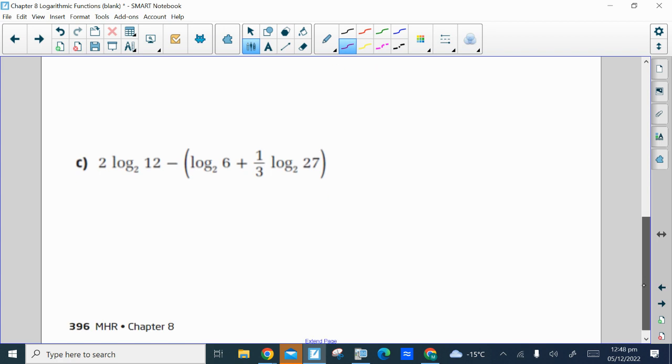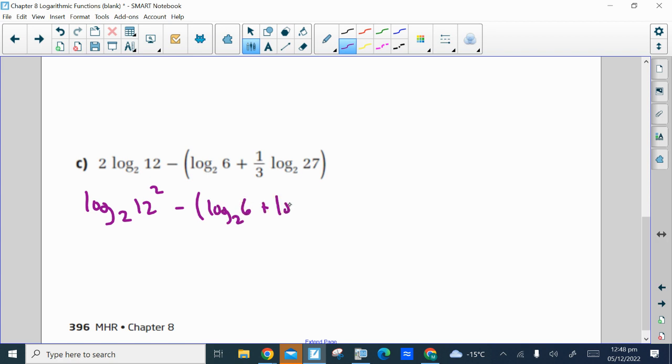Question C. We can use the laws of logs here to write it as a single log. What I would do first, this first part, that first term, is bring the 2 up as an exponent. And inside the brackets, I would do the same thing. I have log base 2 of 6 plus log base 2 of 27 to the power 1/3.